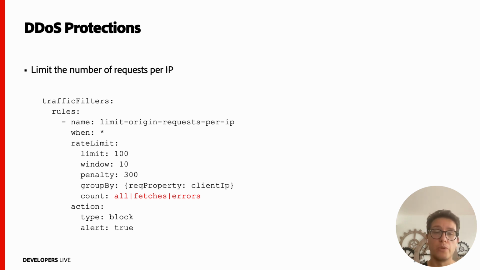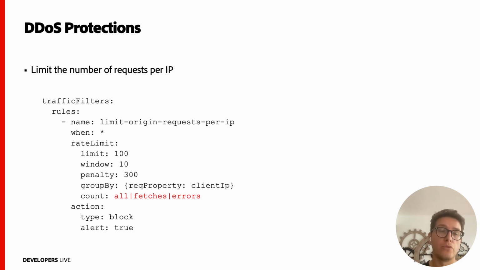The fetches will protect your origin, so it's the most powerful one. It will basically prevent an outage. And finally, the errors one will protect you from different things. So for example, if you have a scanner that tries multiple paths, they will likely end up as a 404 that will count against the errors counter. And they can also be used to block IPs that are making a lot of requests that end up as 500, which could be the early sign of an outage.